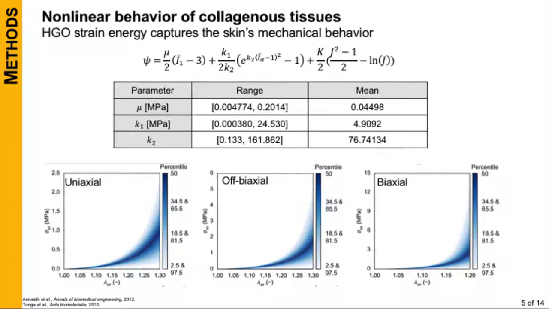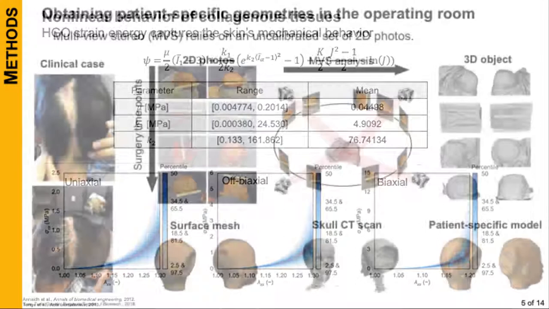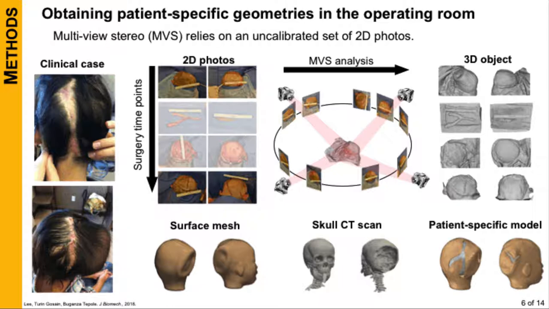Now let me take a step back for the patient-specific geometry. I'm going to come back to the uncertainty in a little bit. But for the patient-specific geometry, as I said, we wanted to come up with something that was really easy to do in the operating room that any surgeon would be able to take on. And so we found this algorithm. This was actually developed through the computer vision field to create 3D geometries of buildings. But it's a very powerful tool.